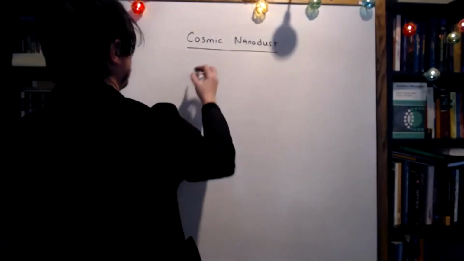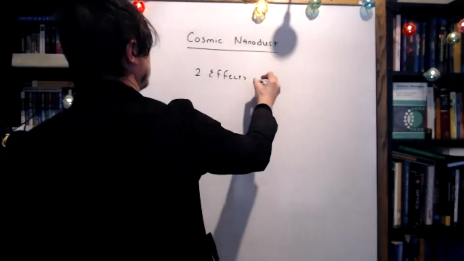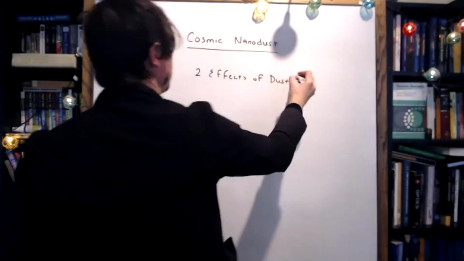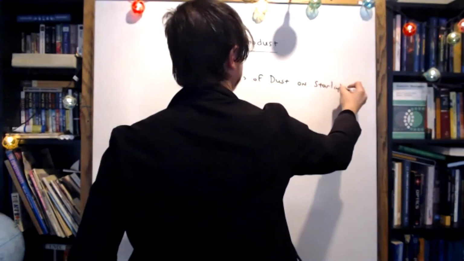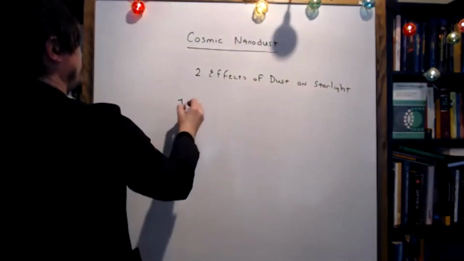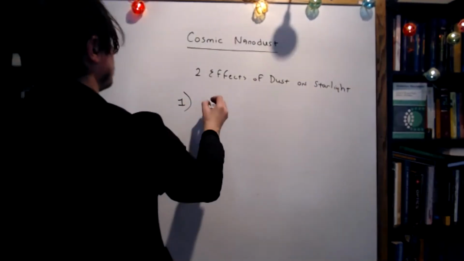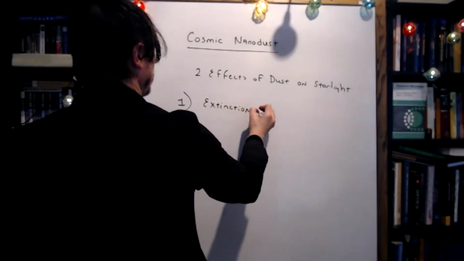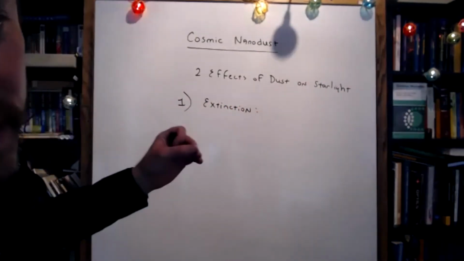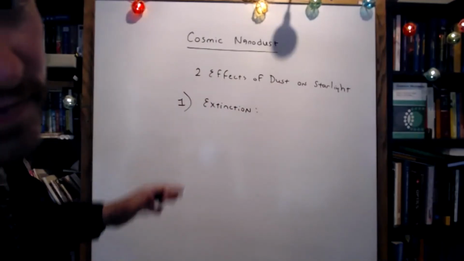Okay. So, two effects of dust on starlight. The first effect is called extinction. And extinction is when grains of dust block basically all types of wavelengths of light.